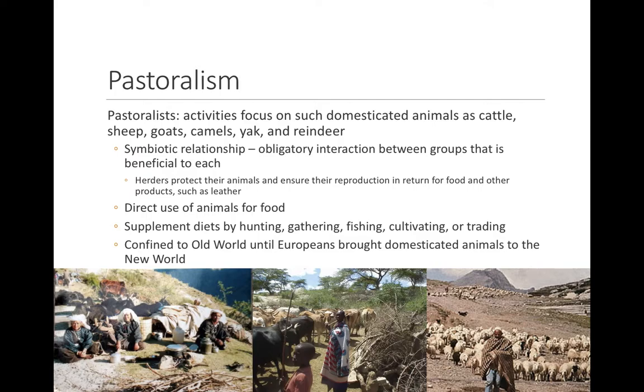Pastoralism includes activities focused on domesticated animals such as cattle, sheep, goats, camel, yak, and reindeer. The herders and the flocks have a symbiotic relationship. That is, an obligatory interaction between the groups that's beneficial to each. Herders protect their animals and ensure their reproduction, in turn for food and other products such as leather.